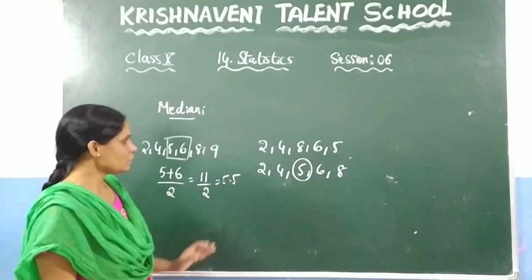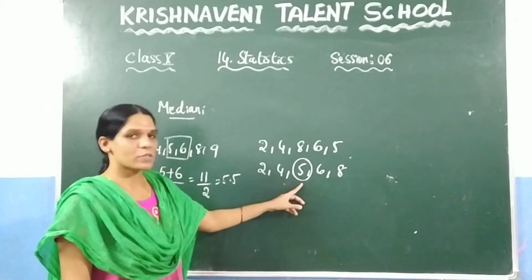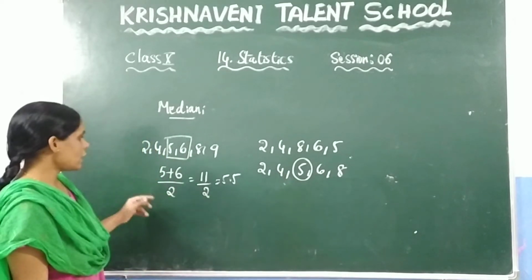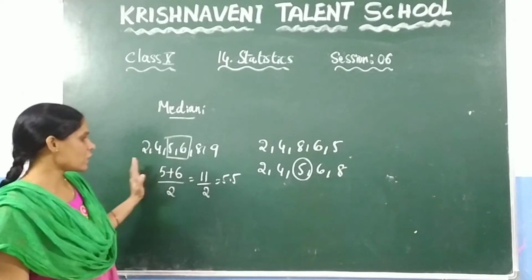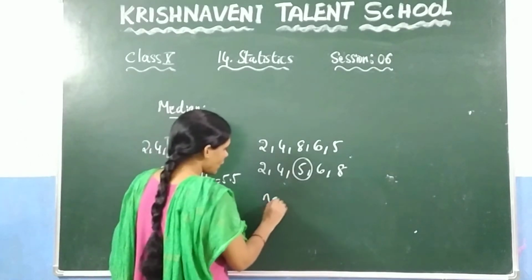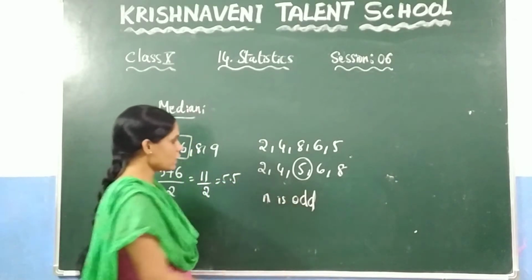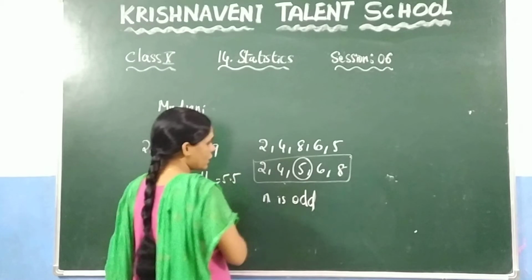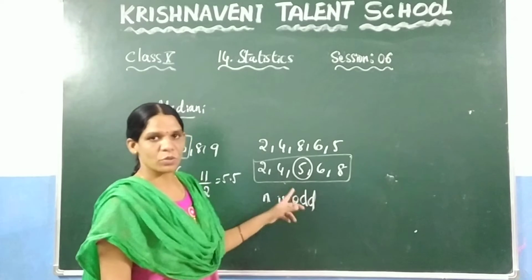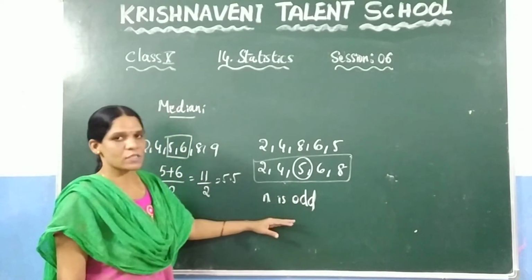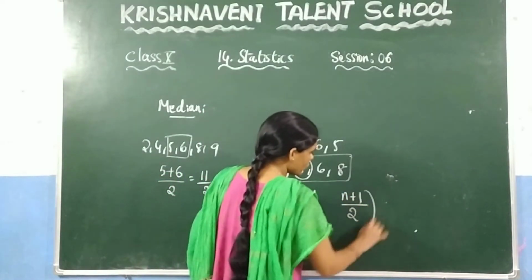If you are given an odd number of observations, you will get the median by using the (n plus 1) by 2 observation. And if n is even, you have to take the average of the n by 2 and (n by 2 plus 1) observation. Let us see that. Here n is nothing but the number of observations. How many observations are there here? You have 5 observations: 1, 2, 3, 4, 5. And you know that 5 is an odd number. So if n is odd, you can find the median by taking the (n plus 1) by 2 observation.